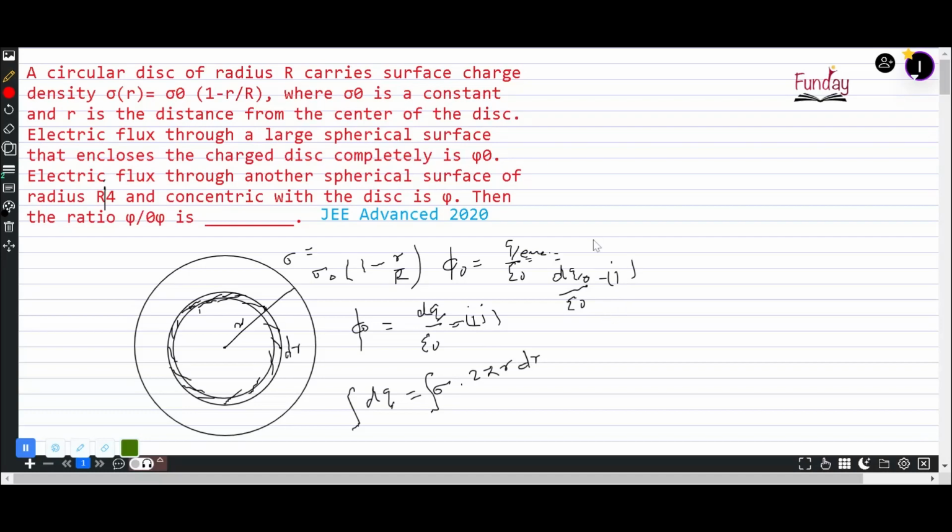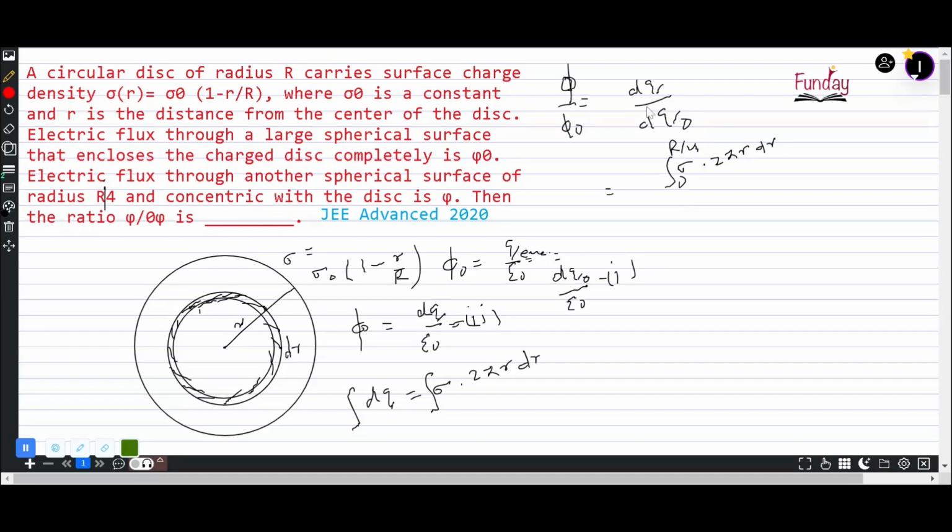So then what we have to find is what is phi over phi 0. That is equal to dq over dq0, right? Now these values will be integration within their own limits. So what is dq? dq is sigma into 2 pi r dr, wherein the limits are from 0 to R by 4. Above is dq.